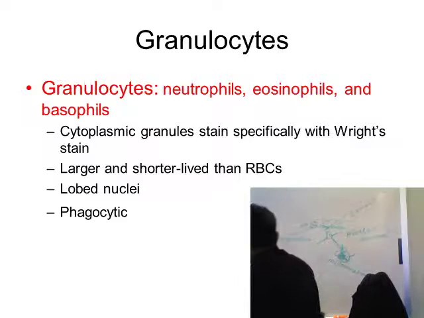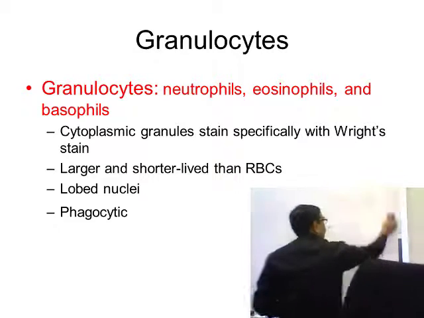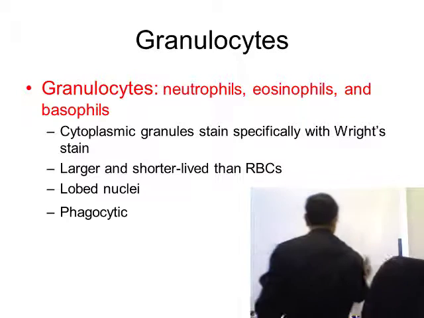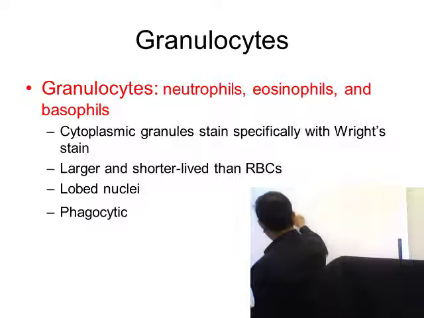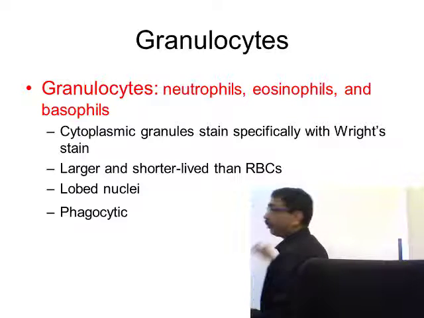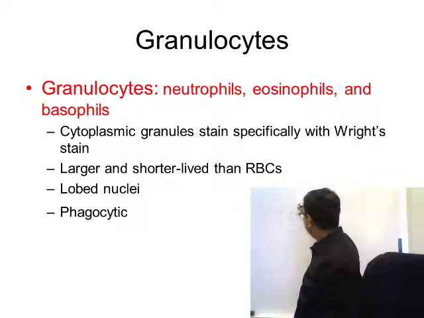The granulocytes have lobulated nuclei. That means the nucleus has lobes in granulocytes. Now, if you see a neutrophil, you see the nucleus of a neutrophil has multiple lobes. We see 2 to 6 lobes.